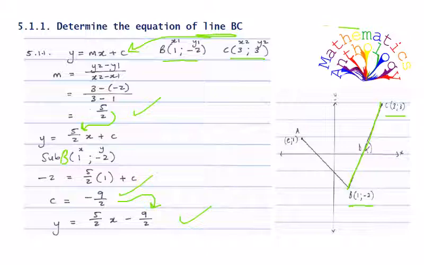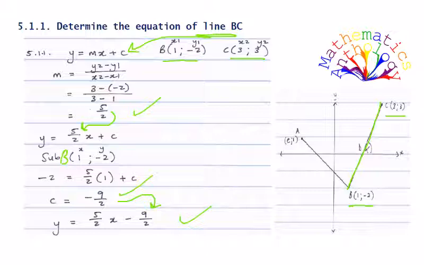So 5.1.1, determine the equation of line BC. Okay, whenever they want the equation of a straight line, in this case BC, you start with the standard form of the straight line, which is y is equal to mx plus c. We start by finding m, which is the gradient of the line. If you have 2 points on the line, you go straight to using the gradient formula from your data sheet, which is m is equal to y2 minus y1 all over x2 minus x1.